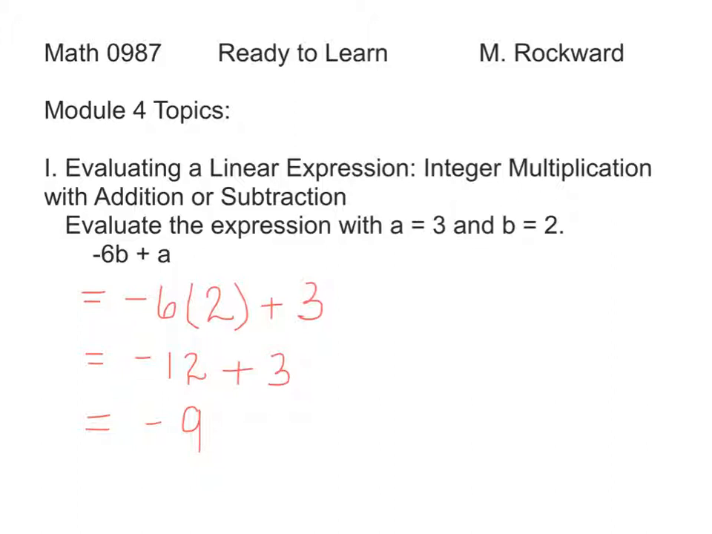Multiplication comes before addition, so we should multiply negative 6 times 2, which gives us negative 12 plus 3. Combine the terms together. Since we have a negative and a positive, we're going to find the difference and keep the sign of the larger number. So your answer here will be negative 9.